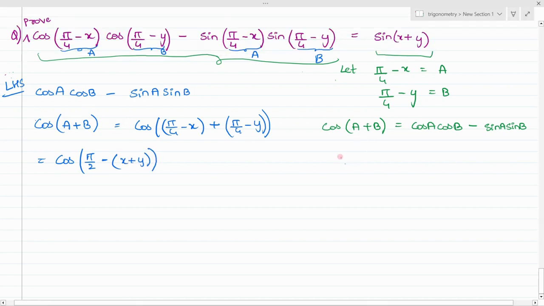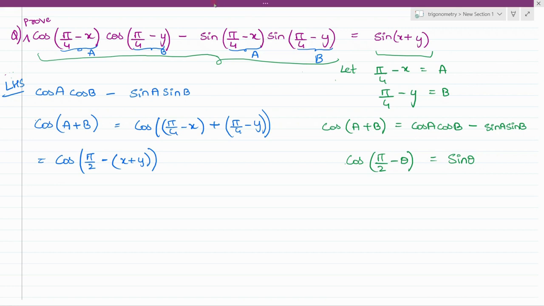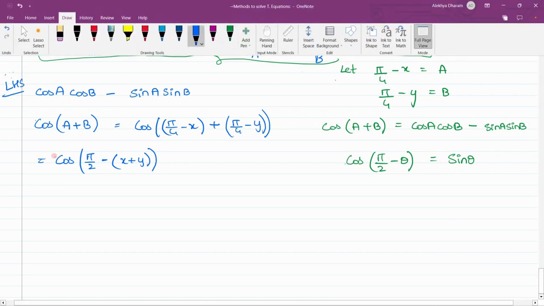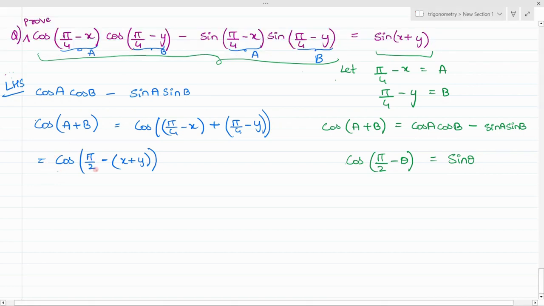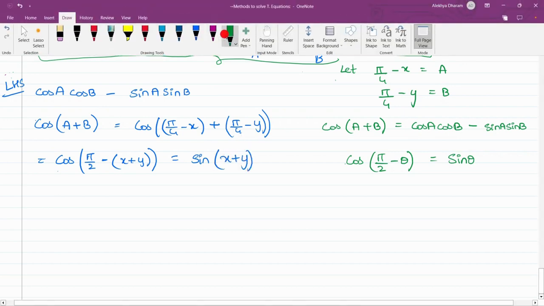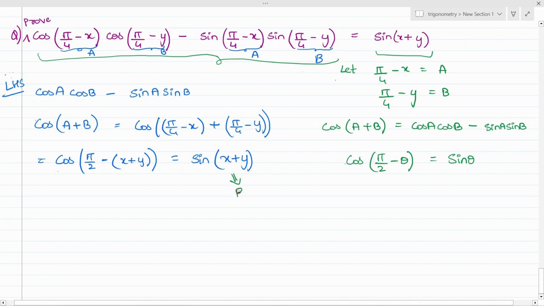So there is a conversion of cos to sine, that is cos of pi by 2 minus theta can be written as sine theta. If you observe here, it's in the same form, that is cos of pi by 2 minus theta. Theta is nothing but x plus y. So this can be written as sine of x plus y. So this is the required RHS we actually need.